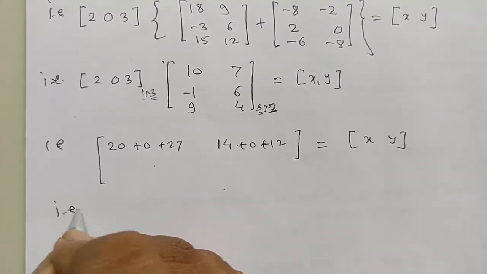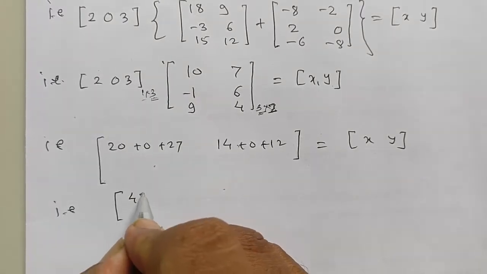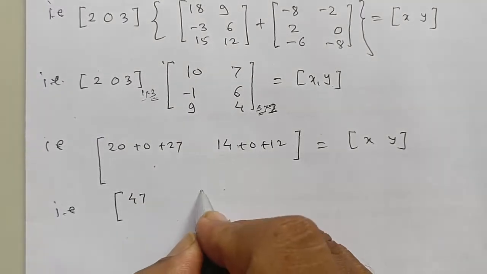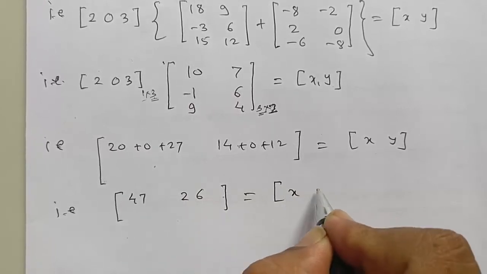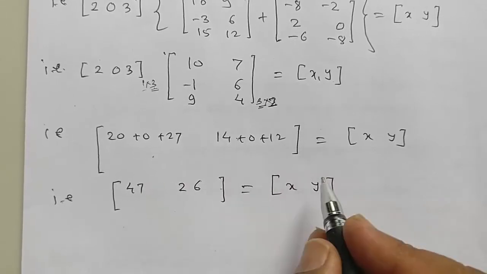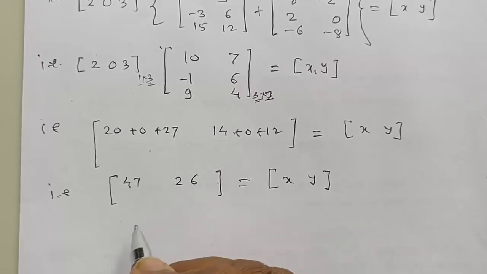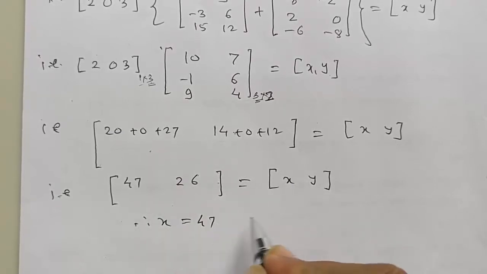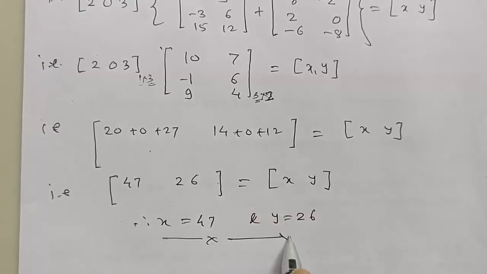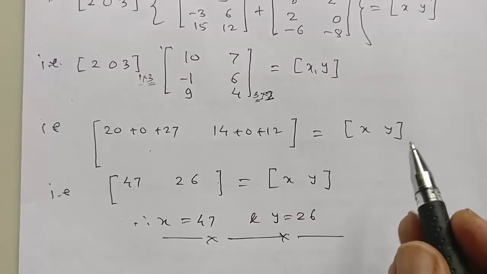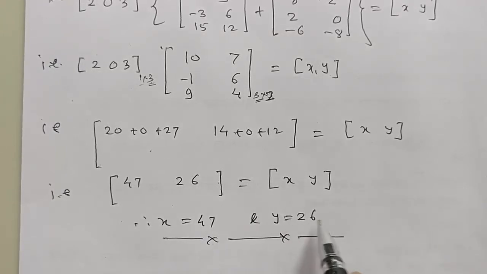That is, the sum of this is 47, the sum of this is 26, is equal to [x y]. Now by equality of two matrices, the corresponding elements are equal. Therefore, x is equal to 47 and y is equal to 26. This is the answer. We have solved this example and the answer is x equals 47 and y equals 26.